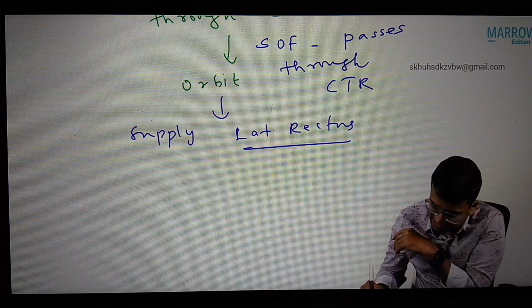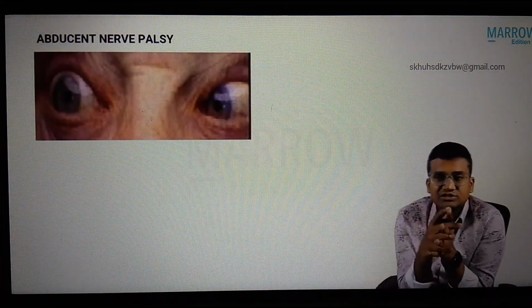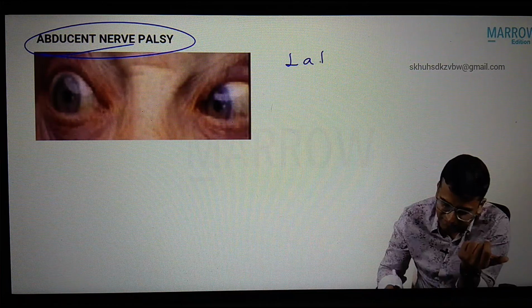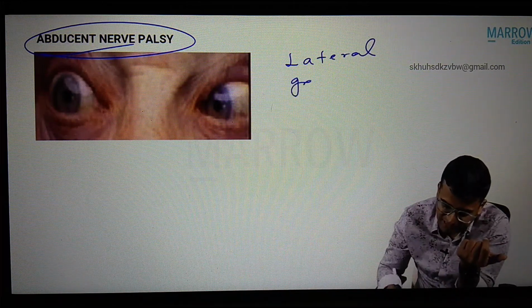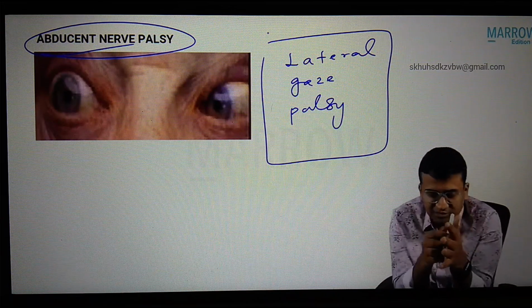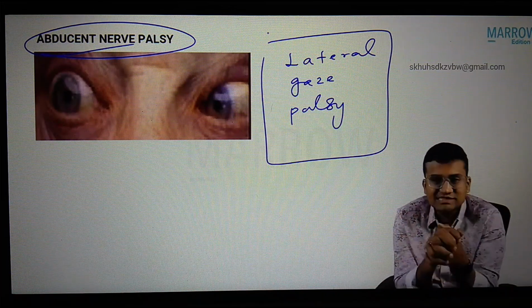So now in the case of sixth nerve injury, the patient is not able to have lateral gaze. So in abducent nerve palsy, the patient has lateral gaze palsy. Okay, right. So these are the points you have to know about the sixth nerve. And by this we are completing the third nerve, fourth nerve, and sixth nerve. Very small topic. But in the INI-CET exam, they ask questions about third nerve injury, fourth nerve injury, and sixth nerve injury. Okay, right. So that's all about this topic.